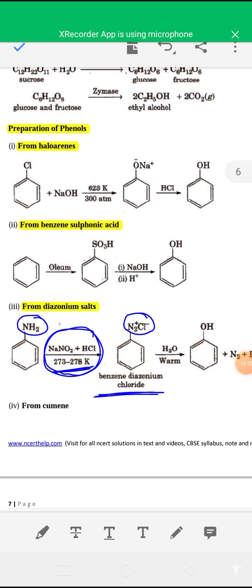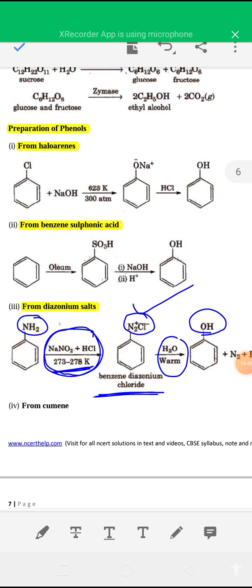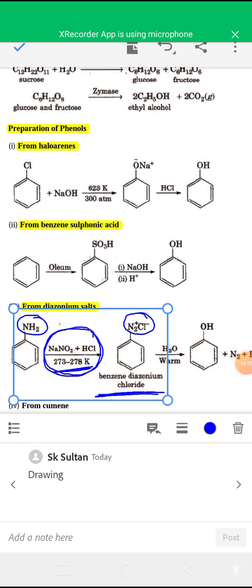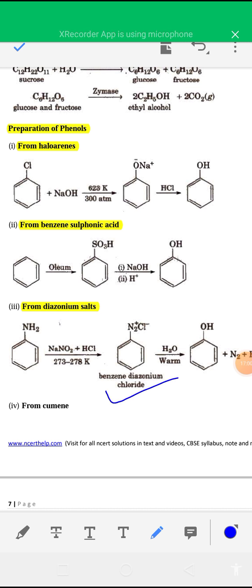The NH2 group is converted into N2 plus Cl minus, and in the next step if benzene diazonium chloride is heated, warmed with water, the N2 plus and Cl minus are removed and substituted by an OH group. So aniline is finally converted into phenol after two steps. First you prepare benzene diazonium salt from aniline, and then react it with water.